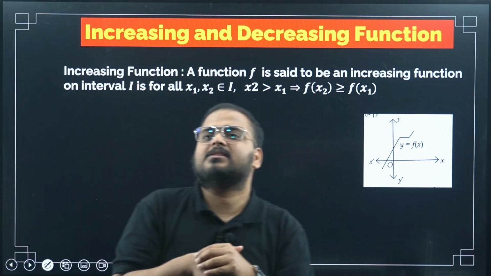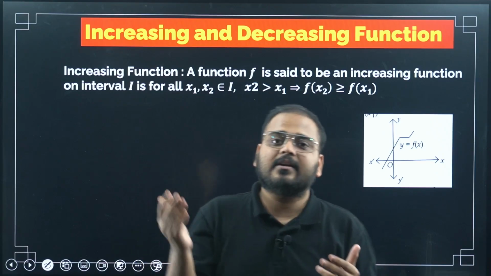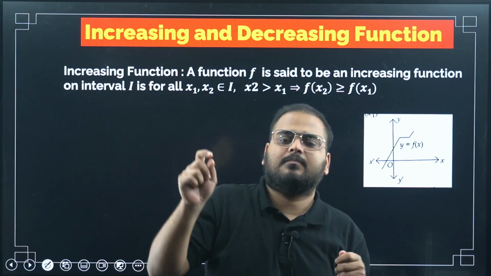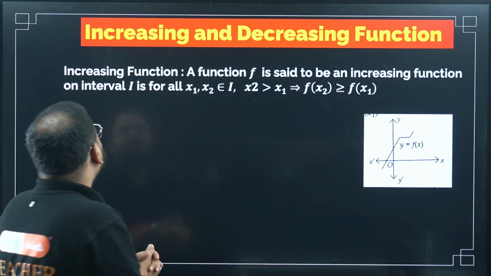Even if I say a function is strictly increasing, it means it is increasing only. Strictly increasing means it is always increasing. What is the nature? Increasing only. Excellent. Chaliye, let's read this.